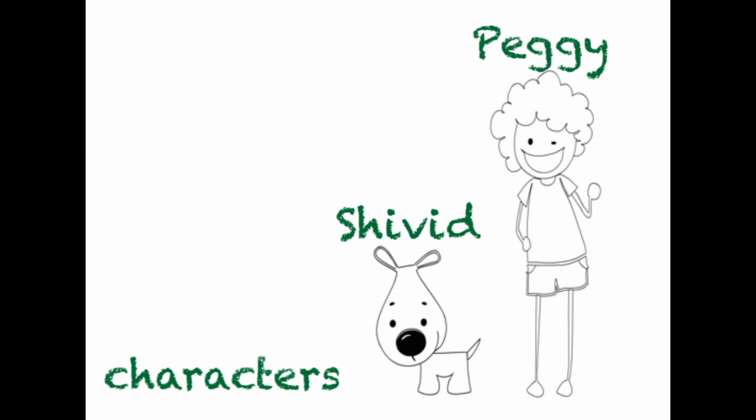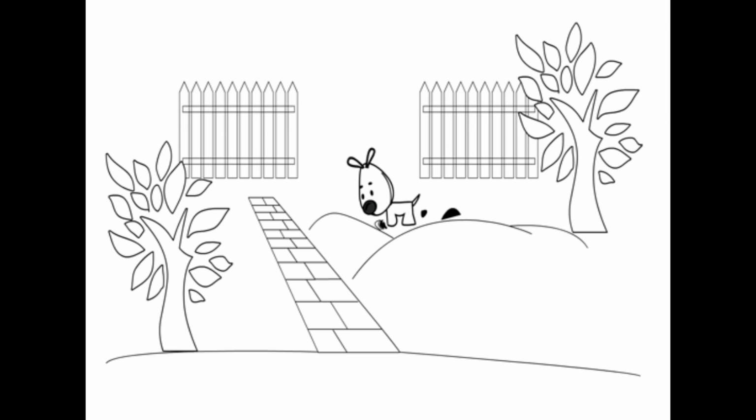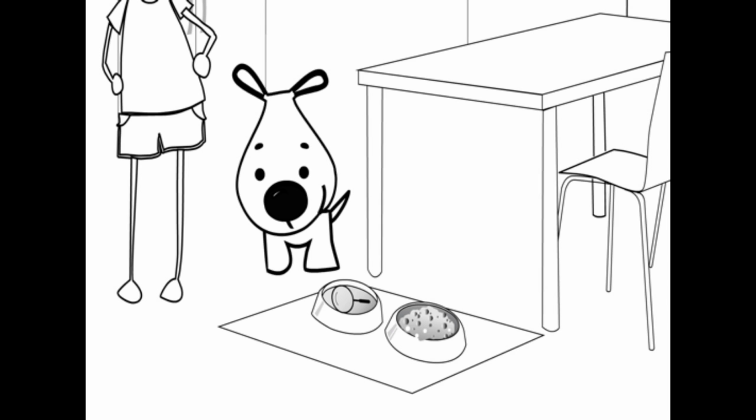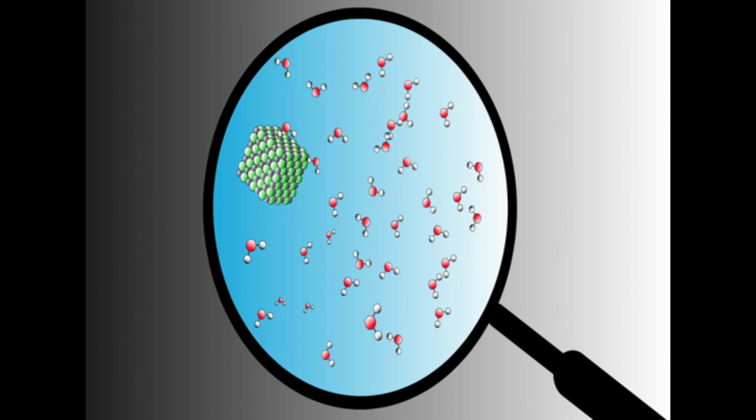Let's introduce some characters first. Like this girl. Her name is Peggy. She is a grade 6 student and loves science. This is Shivid, her puppy who loves playing and digging in the ground. The story begins when Shivid finds a magnifying glass in their backyard, brings it in, and drops it in his water bowl. They find out the magnifying glass talks and can show atoms and molecules.